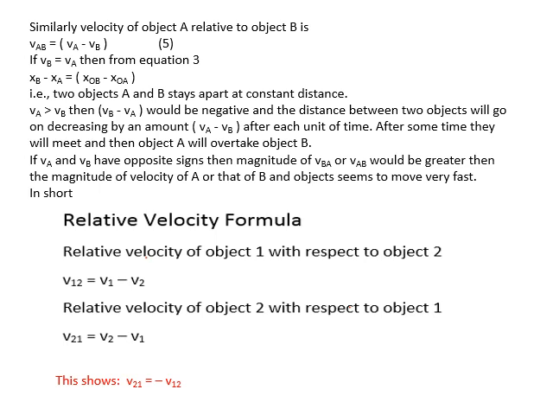Remember that if you have to write the formula for relative velocity of object 1 with respect to 2, then it will be V12 equals V1 minus V2. And similarly, the relative velocity of object 2 with respect to 1 will be V21 equals V2 minus V1. And this clearly shows that V21 is the negative of V12.